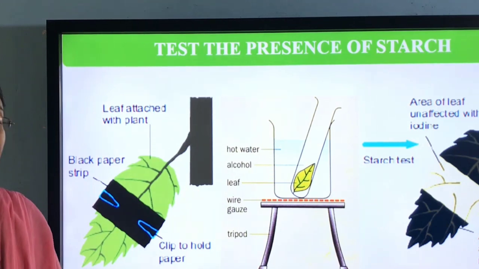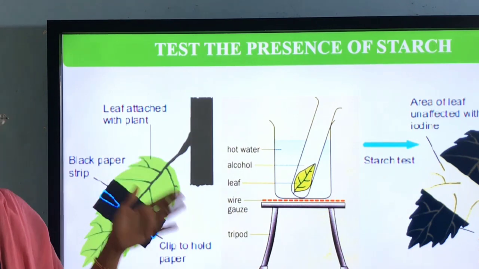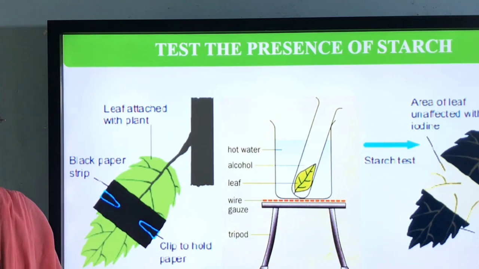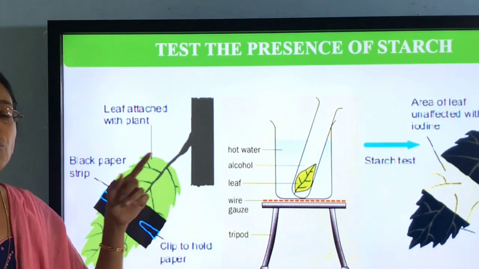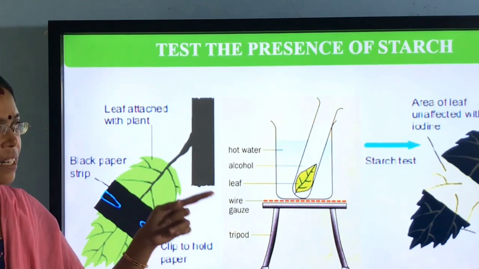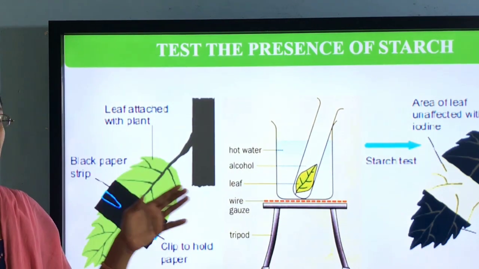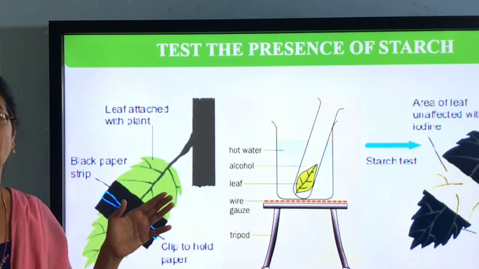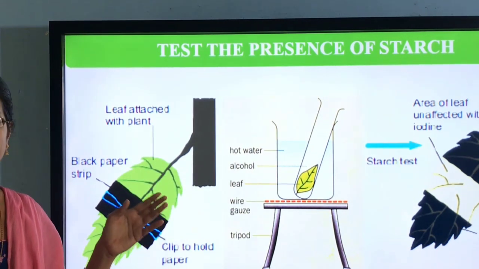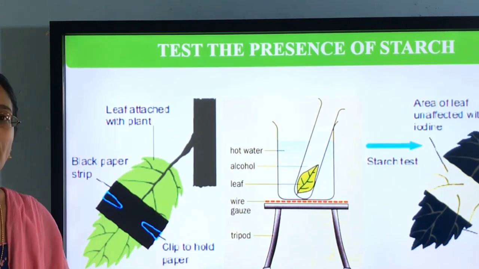What does it mean? Here the uncovered portion is exposed to sunlight, so the plant is able to produce its own food with the help of the photosynthesis process. But in the covered area there will be no sunlight, so photosynthesis does not take place. So that is why the covered area remains without any color change. From this activity we come to know that during the photosynthesis process the plant prepares carbohydrate and stores it in the leaf in the form of starch.